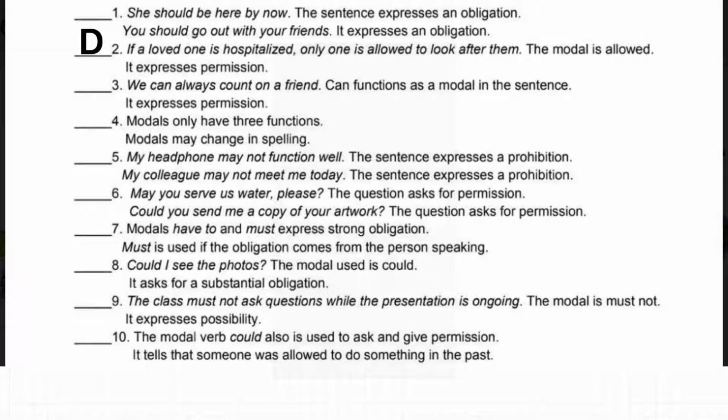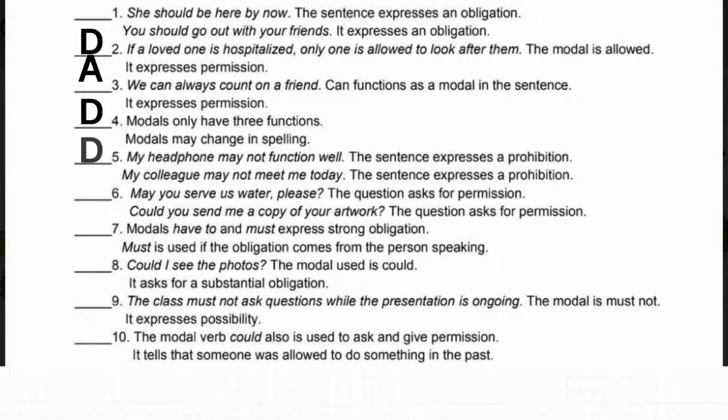Let's check and discuss the answers. Since item number 1 has already been explained, we will now move on to item number 2. In the sentence, if a loved one is hospitalized, only one is allowed to look after them. The modal is allowed. Is it correct that allowed is the modal here? No. Therefore, statement 1 is incorrect. Next, it expresses permission. As mentioned earlier, allowed does not function as a modal in the sentence. So, statement 2 is also incorrect. For that, our answer is letter C.